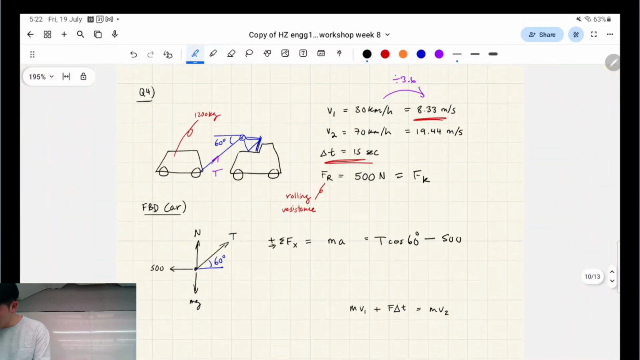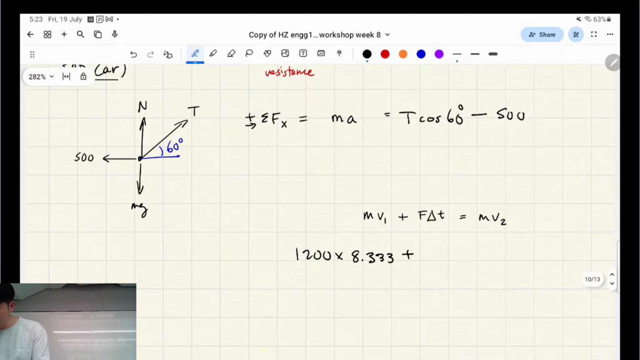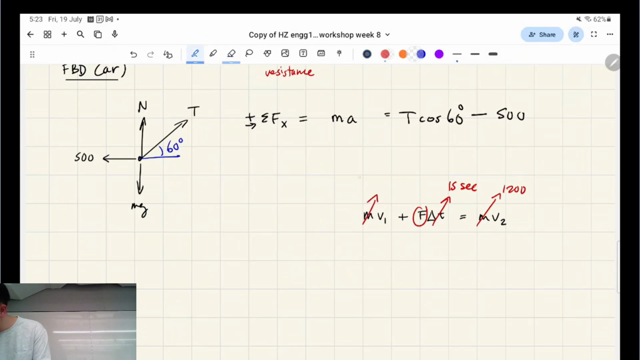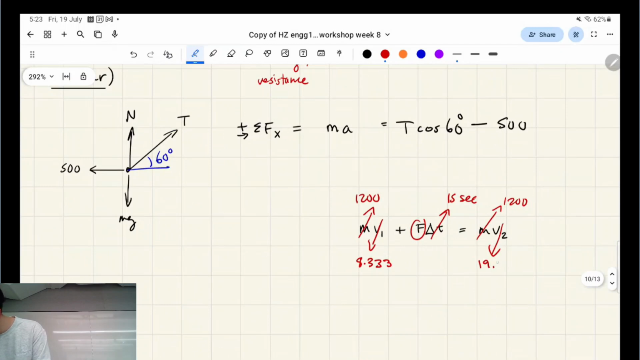So the car is 1,200 kilograms, right? And it's going at an initial speed of 8.333 meters per second, right? And, okay, I'll come back to this one, the force, in a second. This one we know is 15 seconds, right? And the car doesn't change mass or anything like that. It stays as this, right? Oh, I'll just do it over here. And then what did we say it went to? 19.44. Okay, the question is, what force value are we going to plug in for force?